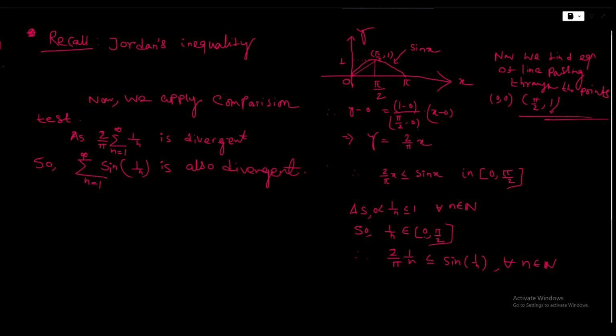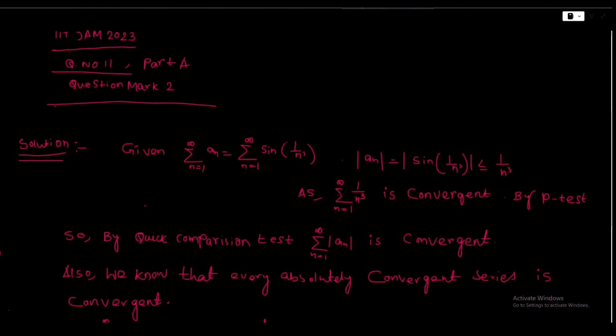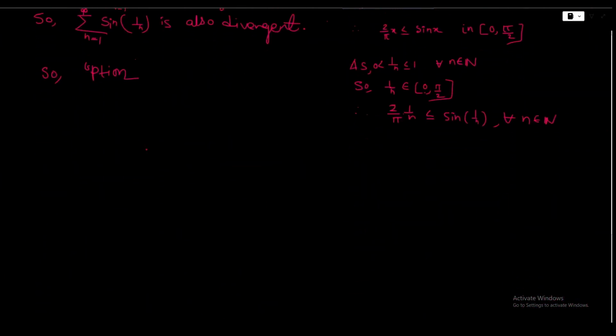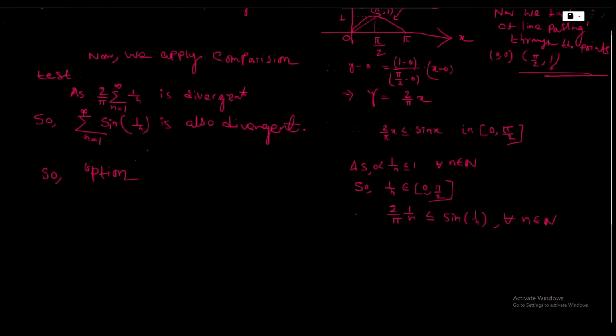So हमारा ऑप्शन क्या था? ऑप्शन देख लेते हैं एक बार, रुकिए, स्क्रॉल करता हूँ. हाँ, ऑप्शन बी, a_n is convergent and summation over b_n is not convergent. So option B is the correct one, ठीक है. So option B is correct.